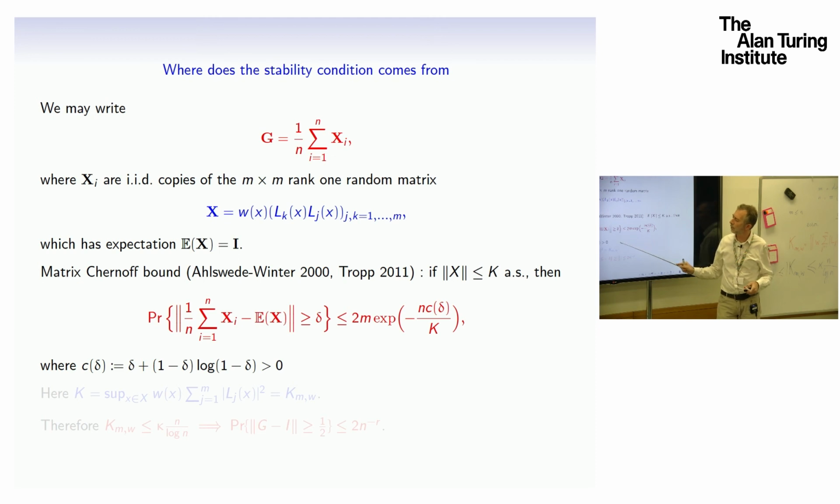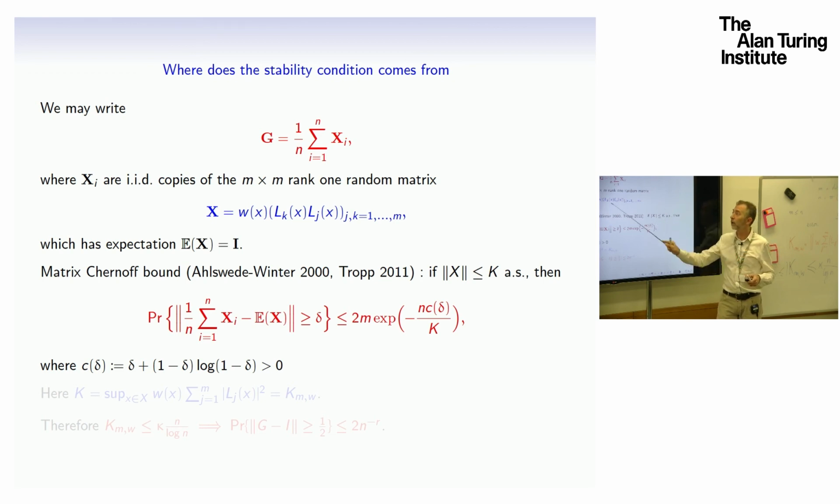What does this bound say? It says that, okay, here think of delta to be 1/2, so this constant C of delta is just a fixed constant. Then you have this exponential bound, where m is the dimension of the matrix, n is the number of samples, and K is an almost sure bound on the spectral norm of X.